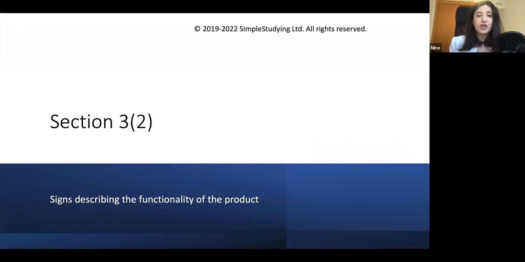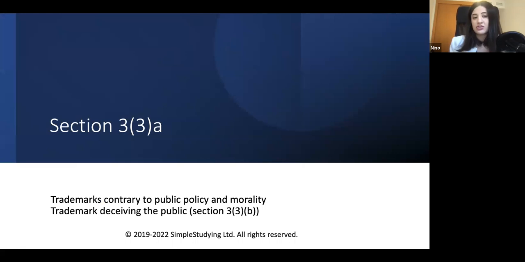Section 3.2 also states that signs describing the functionality of the product should not be registrable. Section 3.3a, trademarks contrary to public policy and morality and trademarks deceiving the public also cannot be registered. So if any of these grounds apply on a problem question, you would first have to state that under this section, section 3, it cannot be registered, and then it should not be conclusive proof.